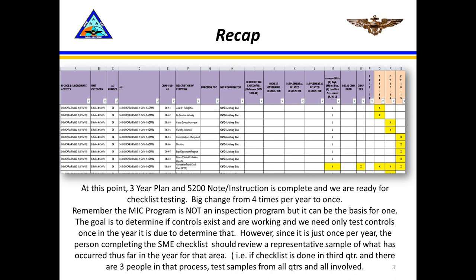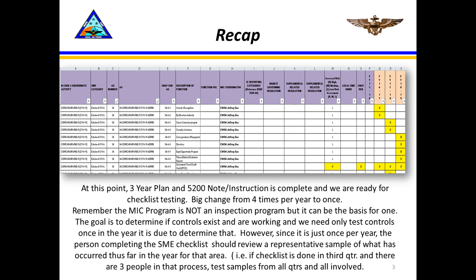So you see an example screenshot of the 3-year plan. I'm going to do a really quick recap of the prior presentation. At this point, the 3-year plan is done, the 5,200 note instructions are complete, and we are ready for checklist testing. Big change from prior years is that instead of doing all of the sub-AUs 4 times per year, you're going to do only the sub-AUs and AUs that are due in that particular year, and you're only going to do it once.